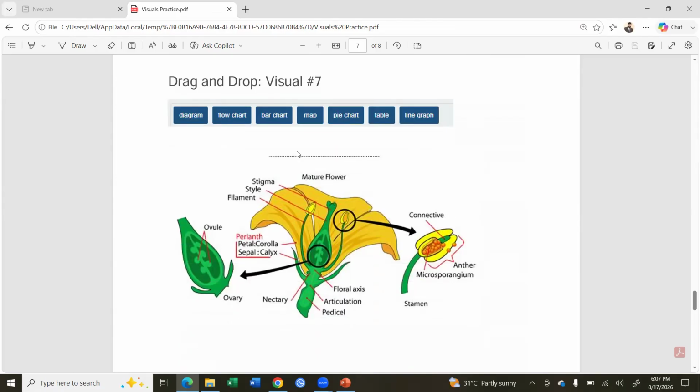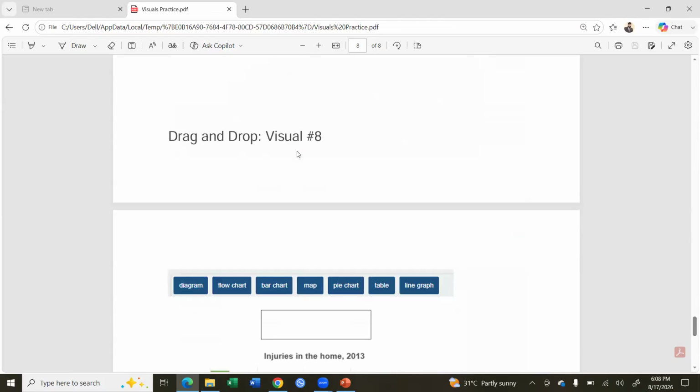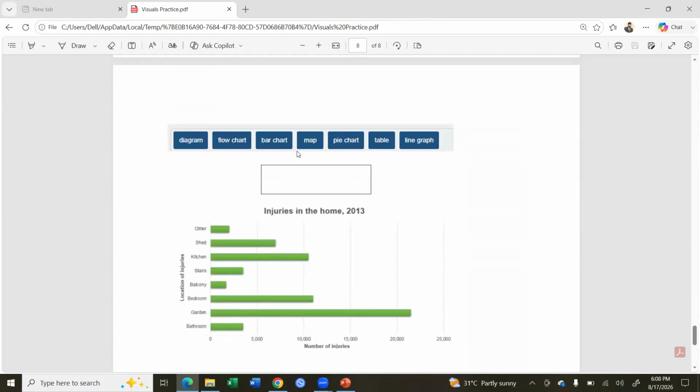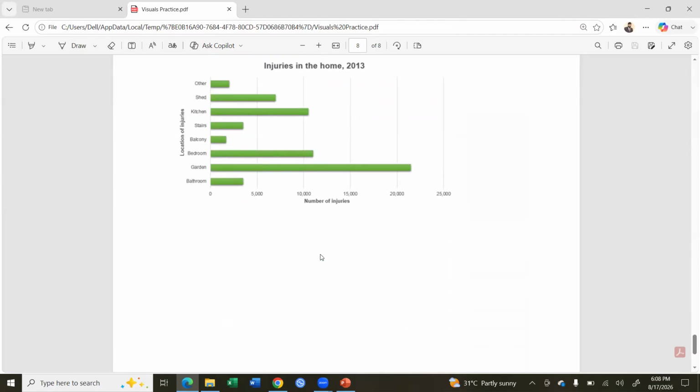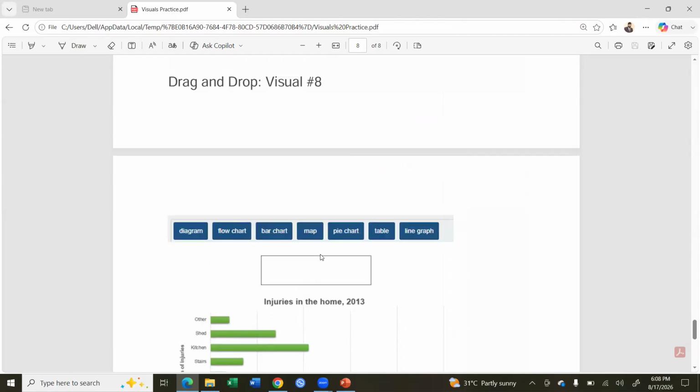Atika, you are not answering. Are you there? Yes sir. Then you should answer as well. All the answers are given by Asya. Anyways, now tell me about this one. What is this, Atika? Bar chart. Yes, it's also a bar chart. Very good. Why? Because there are bars, right? So this is also a bar chart. And that's all about it for this practice.